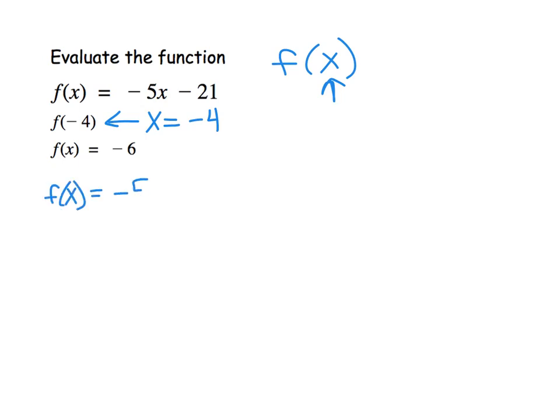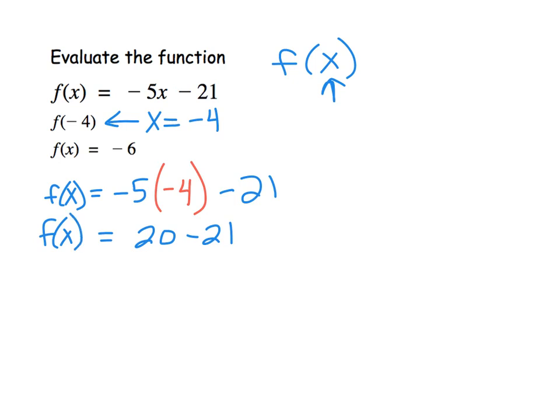negative 5, but instead of an x, we're going to substitute in our negative 4. So I'm going to use my parentheses so that I don't screw up my negatives. And then I'm going to write the rest of my equation, minus 21. And now I'm just going to solve it. So negative 5 times negative 4 is positive 20 minus 21.